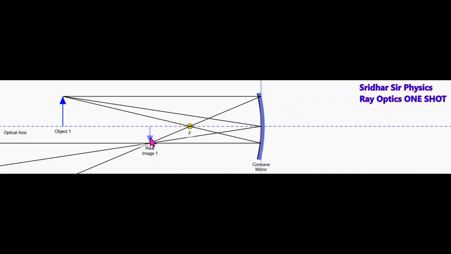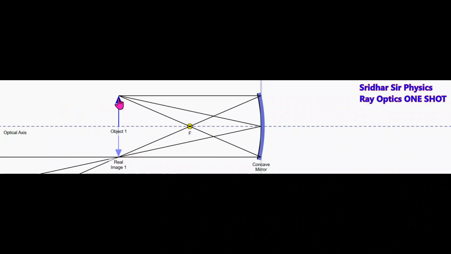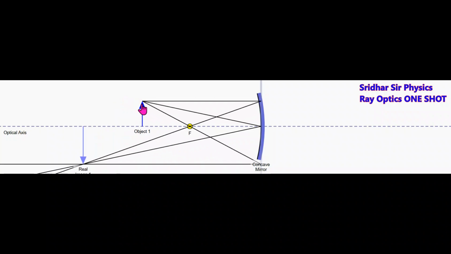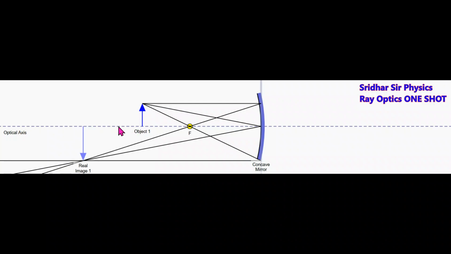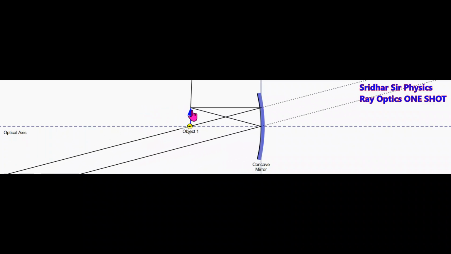This one will be real, inverted, and diminished. If the object is at the center of curvature, the image will be at the center of curvature, and the image will be real, inverted, and of the same size. Again, the same rays: one ray parallel to the principal axis passes through the focus. Then you can see the object between center of curvature and focus: the image will be real, inverted, and magnified. As the object approaches the focus, the image will be at infinity.